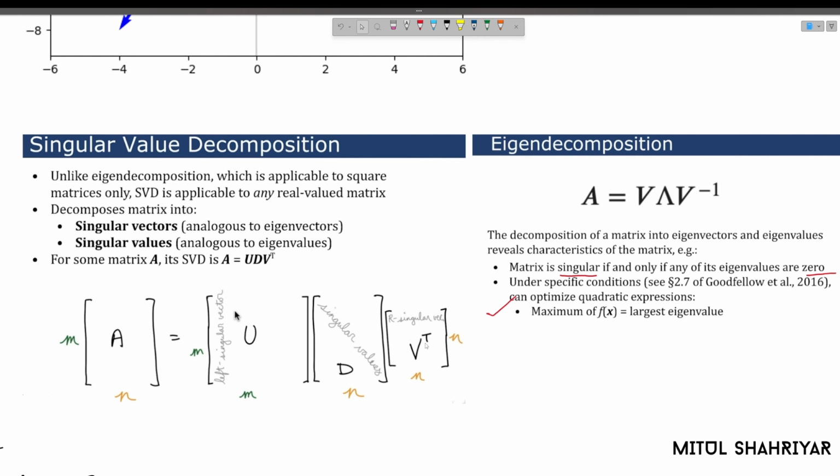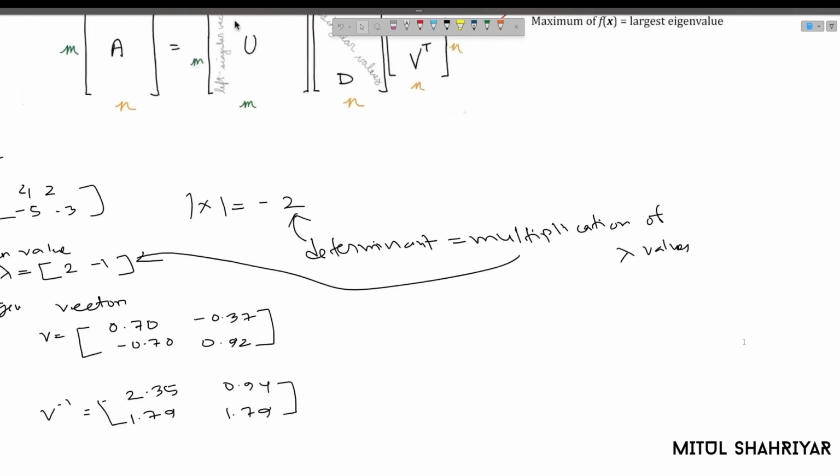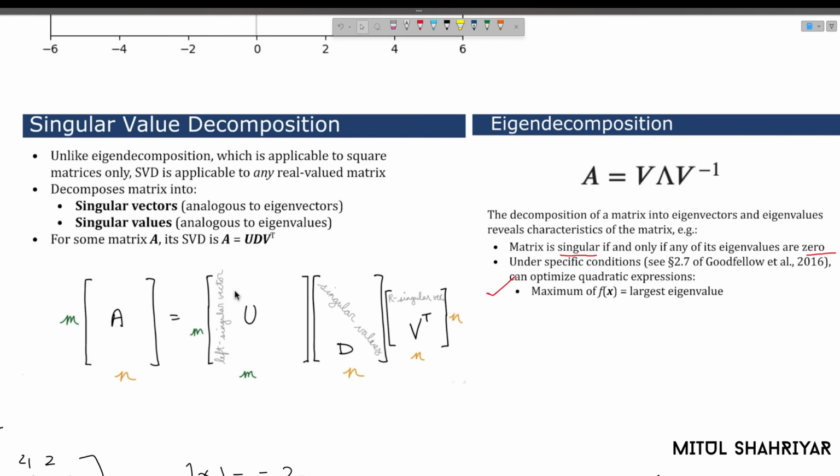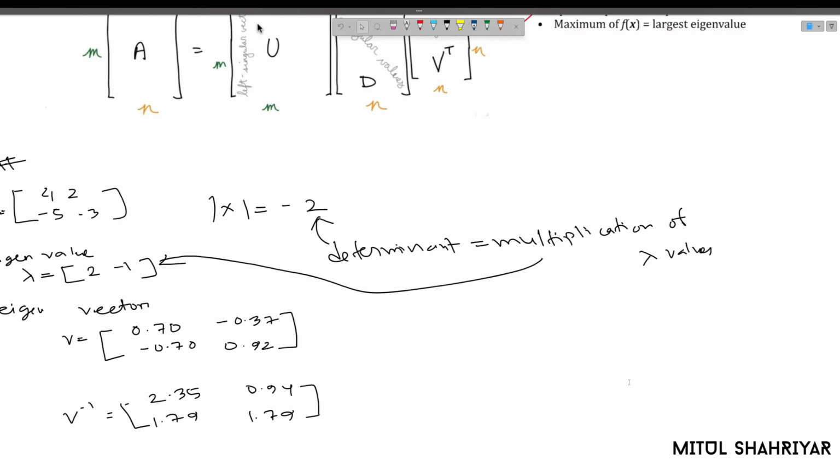And this V^T, this will be a matrix again, V transpose. We understand that V is some sort of eigenvector, and we are just going to get V^T, V transpose. Now let's look into the examples. I've created some examples, so while we look into that, it will make sense.